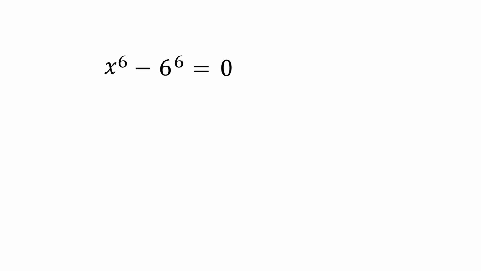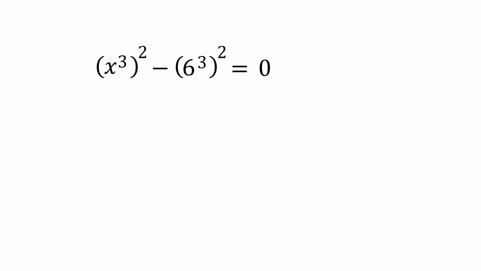Now let's look closely at these 6th powers. At first, they don't look familiar, but maybe we can rewrite them. Remember, 6 is the same as 3 times 2. So, raising something to the 6th power is the same as cubing it and then squaring the result. Watch. x^6 becomes (x^3)^2. And 6^6 becomes (6^3)^2.